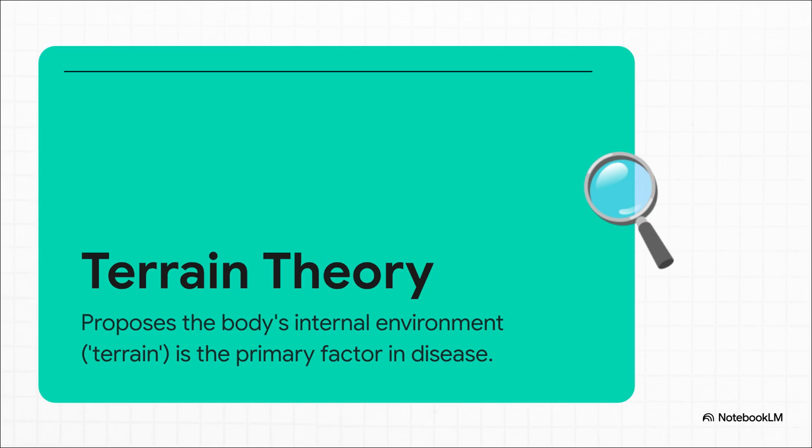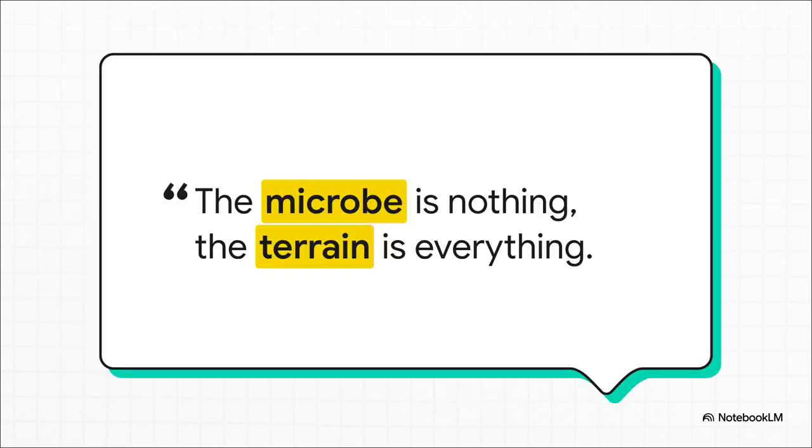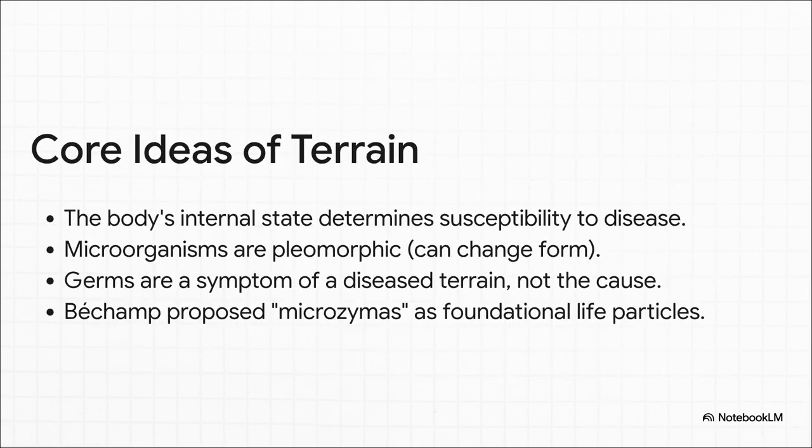This whole idea is summed up perfectly in a quote often attributed to the famous French physiologist Claude Bernard. The microbe is nothing, the terrain is everything. That statement really gets to the heart of the theory, that the condition of the host body is what matters most. So this framework rests on a few core ideas. It suggests our internal state, things like our nutrition or pH levels, is what determines how susceptible we are to getting sick.